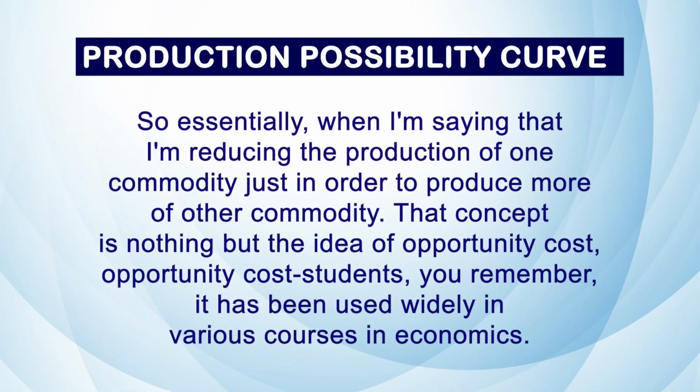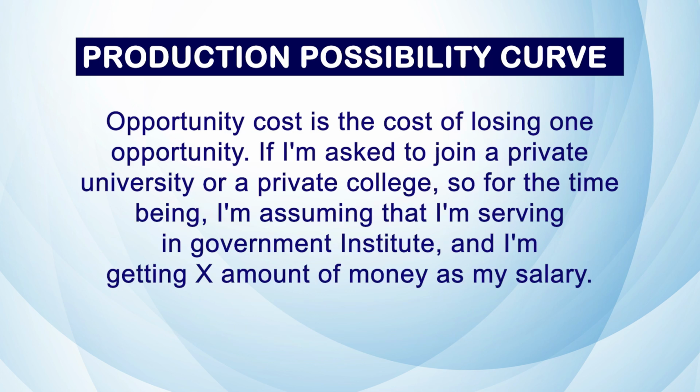So how this is going to happen, I will try to explain here. Essentially, when I'm saying that I'm reducing the production of one commodity just in order to produce more of the other commodity, that concept is nothing but the idea of opportunity cost. Opportunity cost, students, you remember, has been used widely in various courses in economics. Opportunity cost is the cost of losing one opportunity.